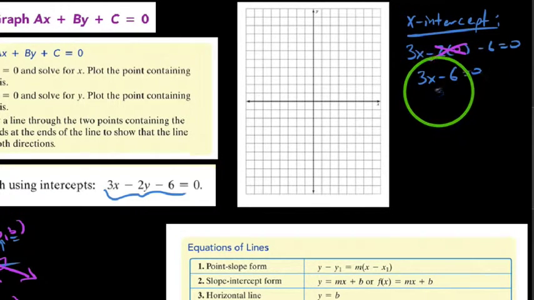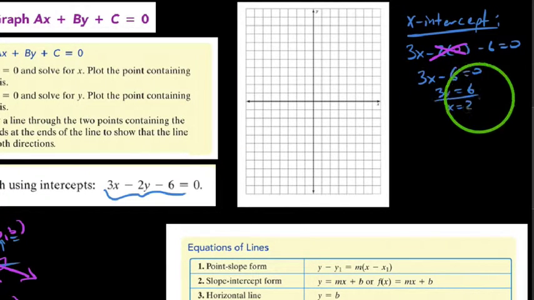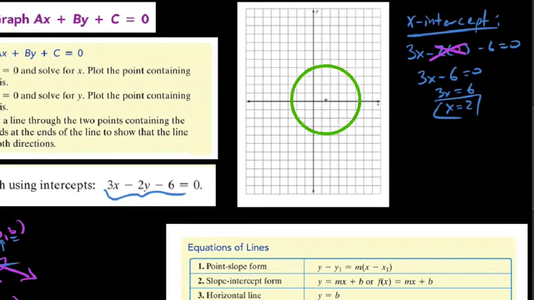So we could easily tell that we could add the 6 to the right side and then divide by 3, and we're actually just going to get 2. So our x-intercept here is 2. I'm actually going to go put that on our graph. I'm going to say, I know this line hits the x-axis at 2. I'm going to label this as well, 2, 0.